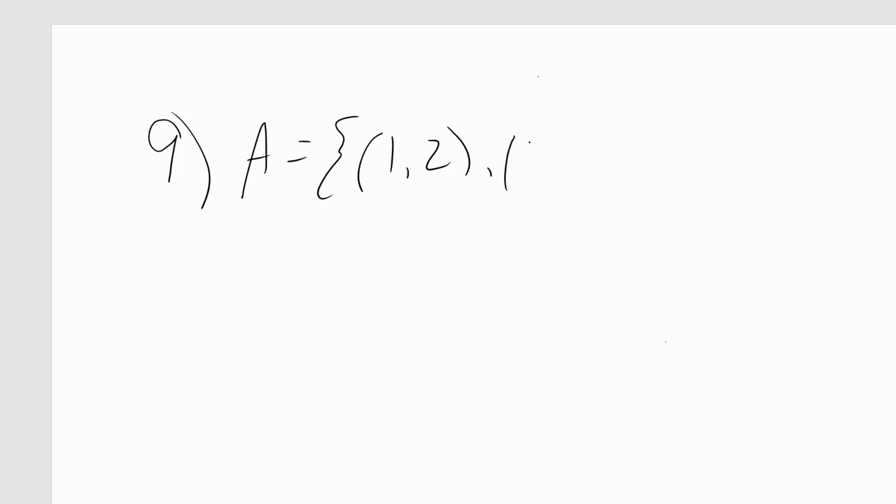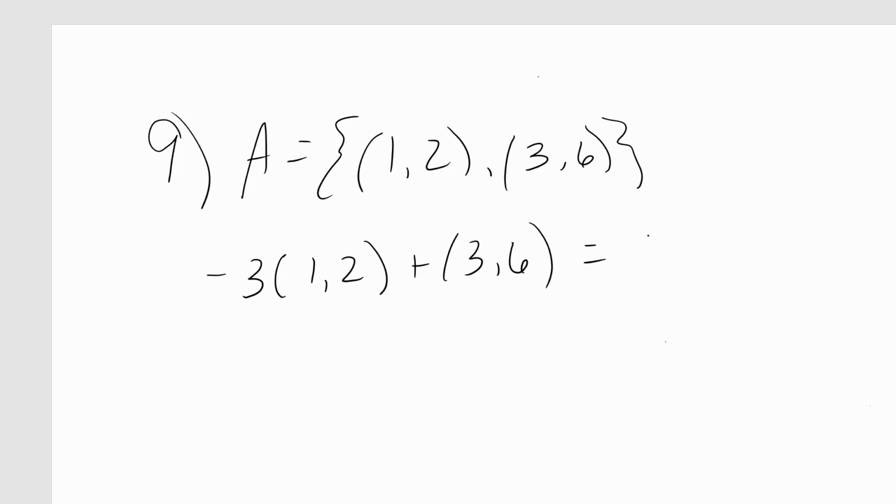So let's just look at this. Number 9 on the notes says A is the set containing the ordered pairs (1, 2) and (3, 6). So is this set linearly dependent or linearly independent? Well, if I did -3 times (1, 2) plus (3, 6), I would get out (0, 0). That means it is linearly dependent. There is another way to get out (0, 0) other than 0 times the first plus 0 times the second.